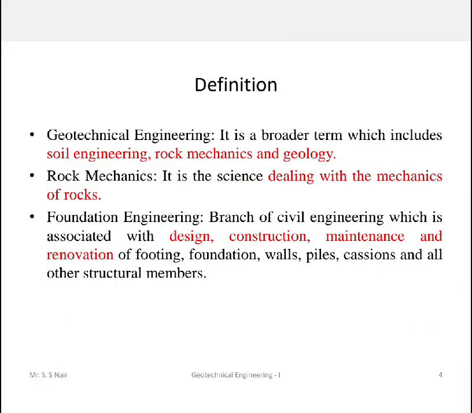We all know what is geotechnical engineering. It is a broader term which includes soil engineering, rock mechanics and geology. Rock mechanics means dealing with the mechanics of rocks. Foundation engineering is a branch of civil engineering which is associated with design, construction, maintenance and renovation of foundation, footing, wall, piles, caisson and all other structure members.